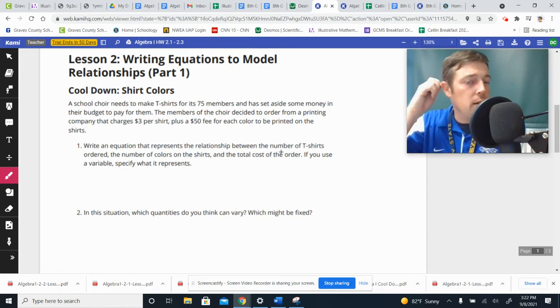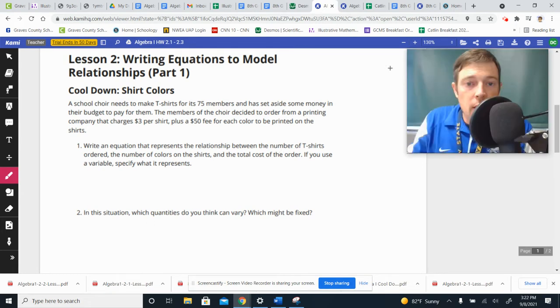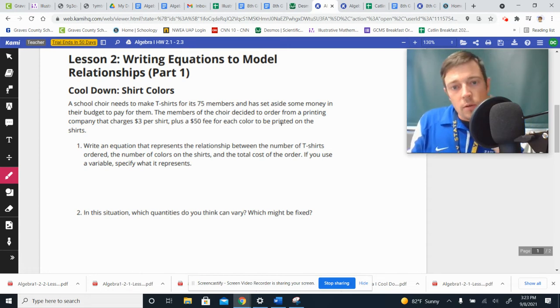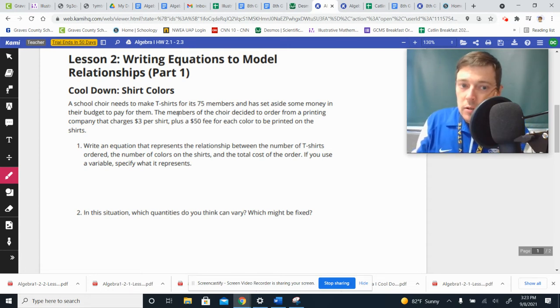But this cool down is asking us about a choir that is buying T-shirts for its members. We got 75 people in the choir, and they've set aside some money in their budget to pay for them. The members of the choir decided to order from a printing company that charges them $3 per shirt and $50 for every color that's printed on the shirt. So our job is to write an equation that represents the relationship between the number of shirts ordered. So let's write that. Number of shirts ordered.